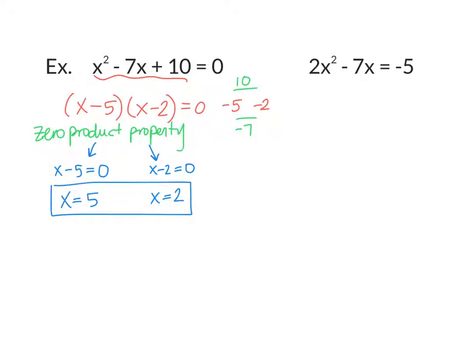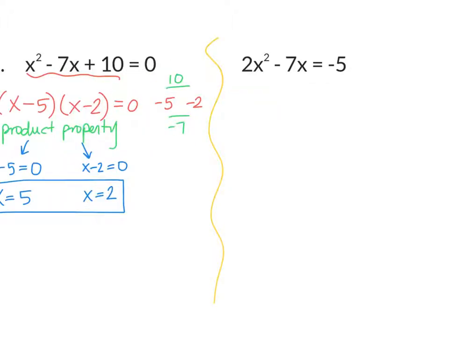All right, let's look at a similar problem. Okay, so this problem is not quite set up for solving yet. We need to move some things over. I need to get it in that quadratic form. So 2x squared minus 7x, I need to move this 5 to the other side. So I'm just going to write plus 5 equals 0. That way I have it set up correctly.